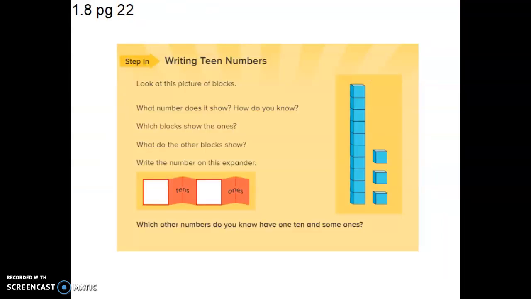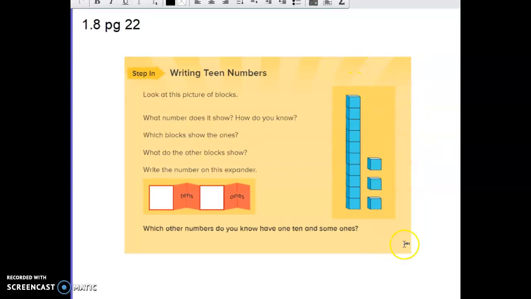All right, now we're on page 22, writing teen numbers. So we are going to take a look at this picture and fill in this expander. How many 10s do I have? I don't need to count each one because I know that when I see this rod, it's a 10. So I have 1 10, and I have 1, 2, 3 1s. So the number that I'm representing with these base 10 blocks is 13. 1 10, 3 1s.